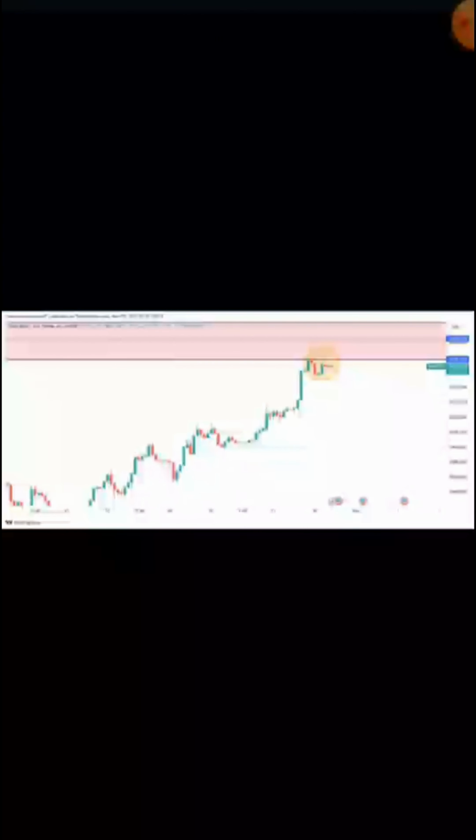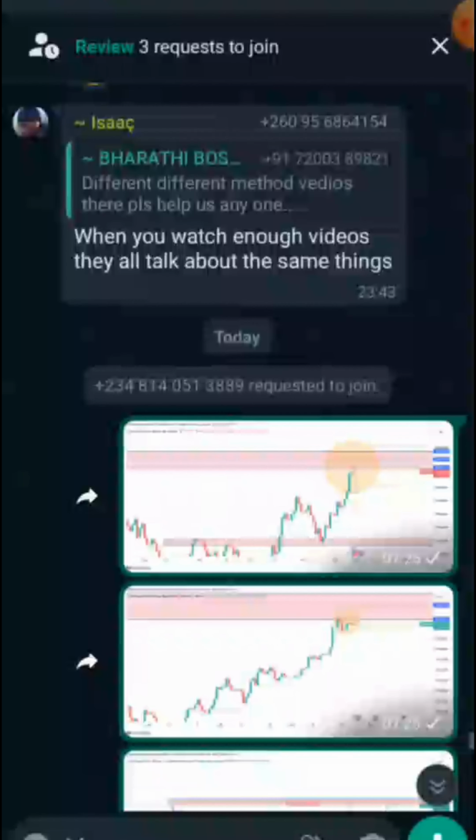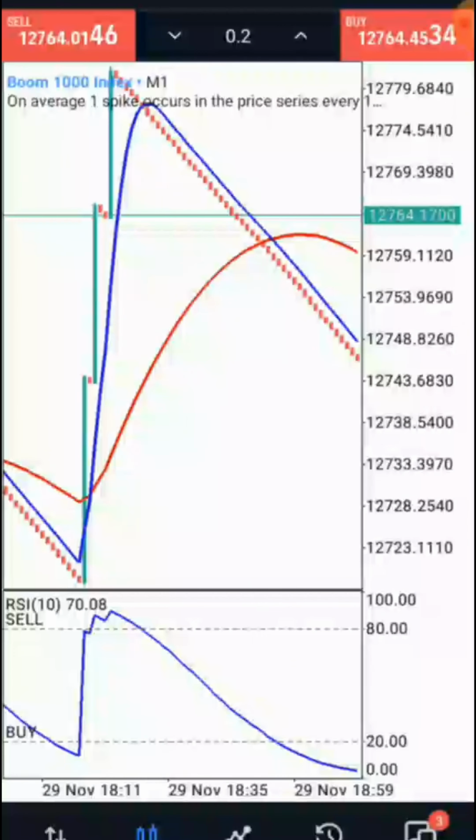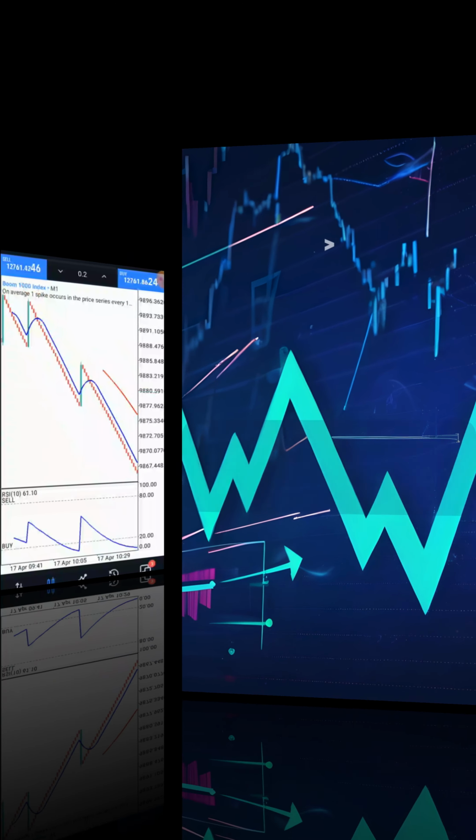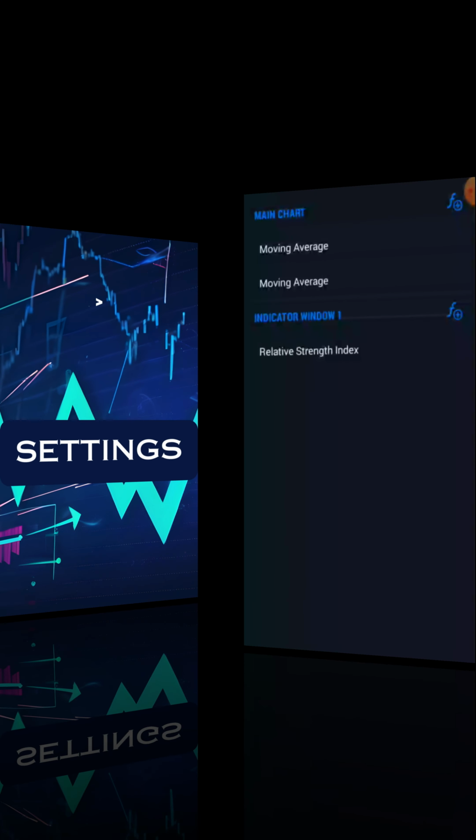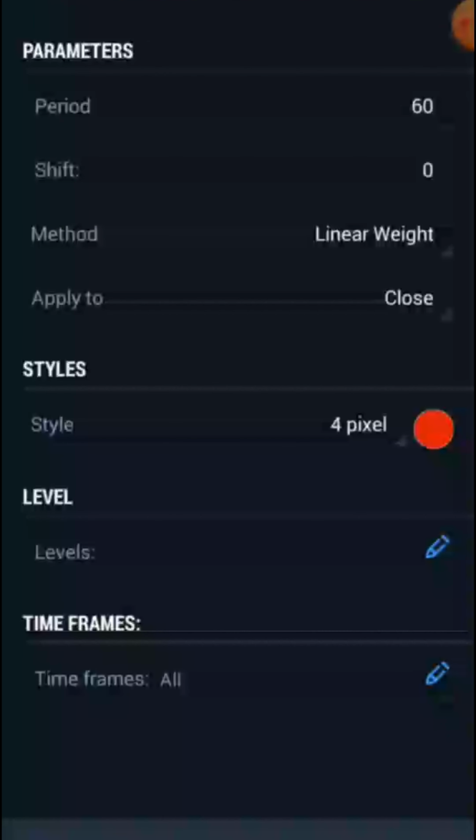So without wasting much of your time, let's quickly go back to the settings. What are the settings that we're going to be using? So for the settings, these are the settings. We have, one, the moving average. The first moving average has a period of 60, shift 0, method linear weighted, apply to close, and the style is red. Then we also have another moving average, which has a period of 10, shift 0, linear weighted, apply to close, and the style is blue.